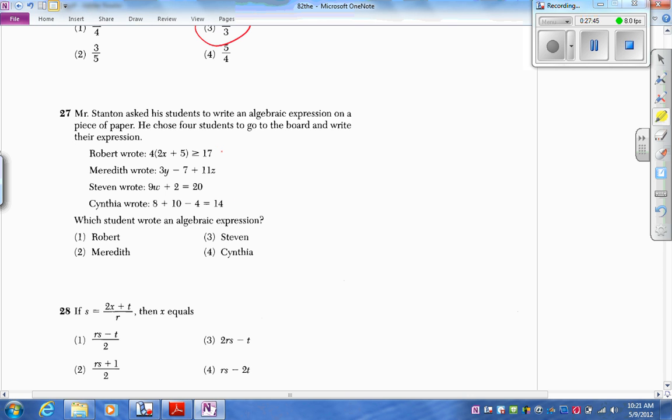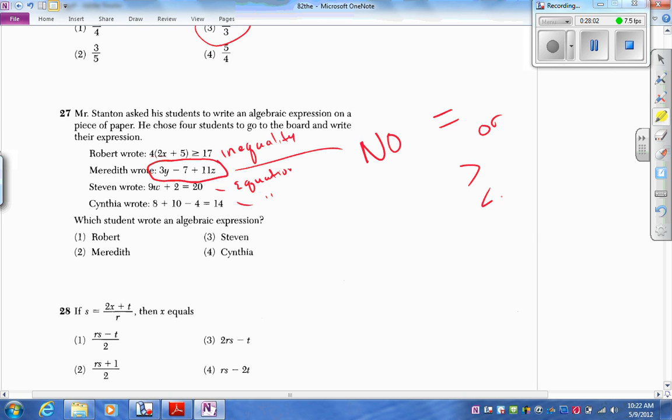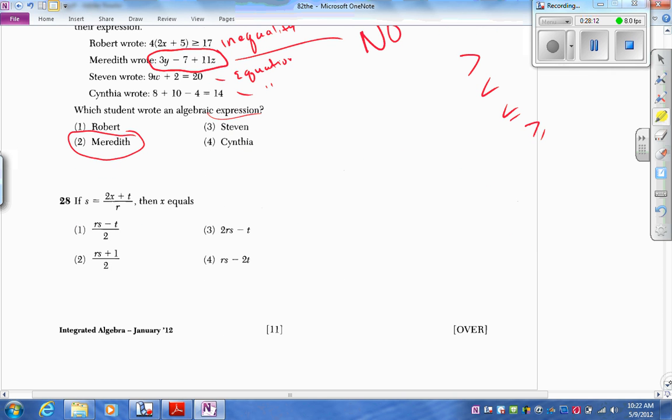Okay, this is an inequality. This is an equation. This is an equation, but this is an expression. Expressions have no equals or greater than, less than, greater than or equal to, less than or equal to, all this stuff. So the only person that wrote an expression is Meredith. Remember, expressions have no equal signs. Nothing to solve.